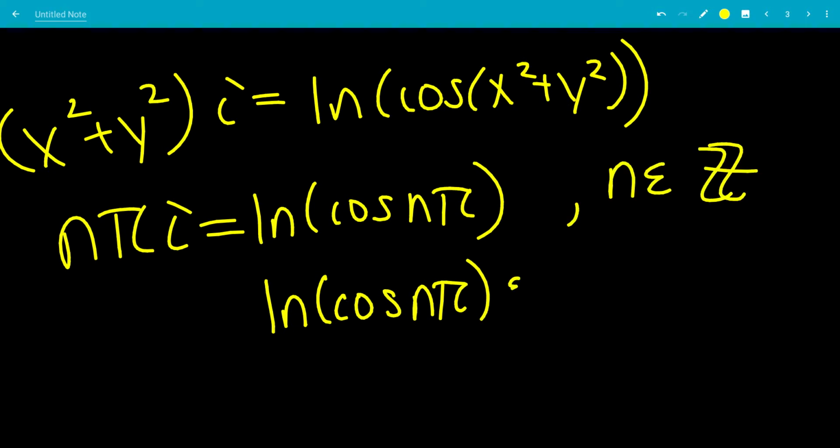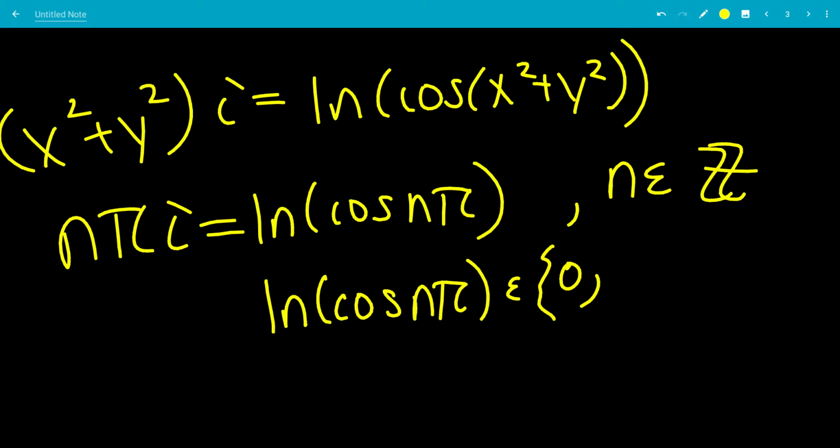Okay, so this will be an element of the integers. So what if n equals 0, etc.? If n equals 0, we'll have ln of cosine of 0. Cosine of 0 is 1. ln of 1 is 0. And for even numbers, it's the same thing. And then, what about for odd numbers?